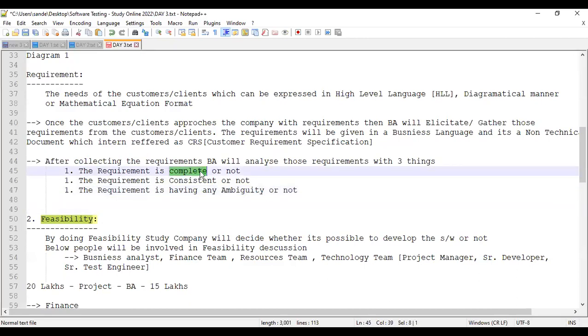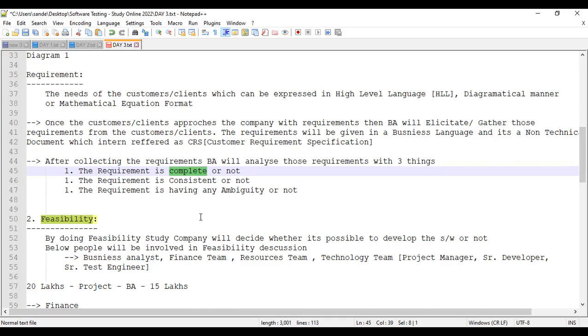Sir, what is complete, sir? Can you people give me some example for complete, sir? Assume that I will take 1 hour to 1 hour 15 minutes to complete the class. That's the meaning of complete. That means end-to-end requirement is given by the customer or not. Consistent: maybe on the first page, the customer would have told, you have to develop this software within 15 days. Maybe on the last page, the customer would have told you have to develop the software within 13 days. Don't you think a mismatch is there? Inconsistent. First time he told 15 days, at last he's telling 13 days.